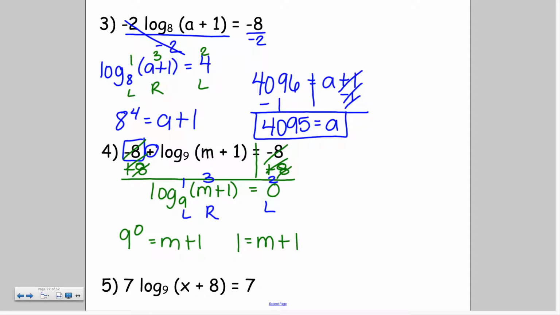So we need to solve out for m, so minus 1 on both sides. That gives me a 0. And then m, and then that cancels out as well. So m is 0.